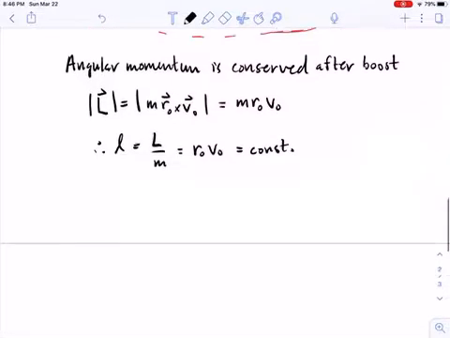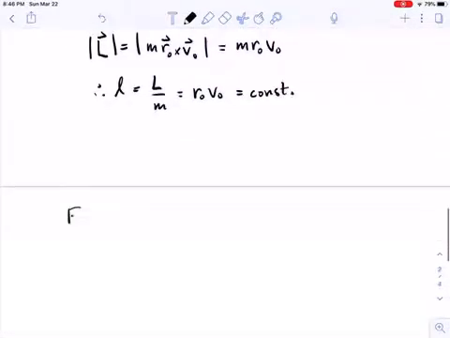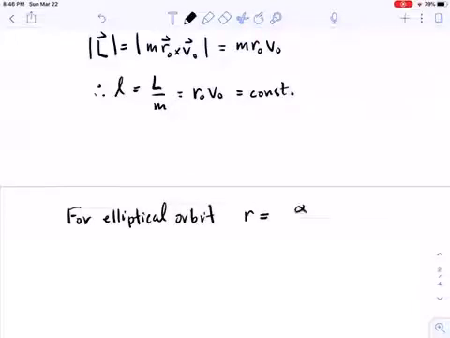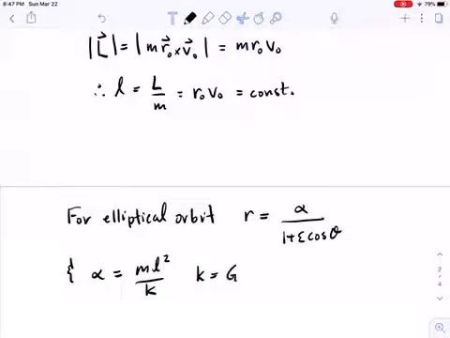Okay, so for the elliptical orbit that we expect after the boost, r is equal to alpha over 1 plus epsilon cos theta. And alpha is equal to m l squared over k. And k is equal to G times the product of masses.